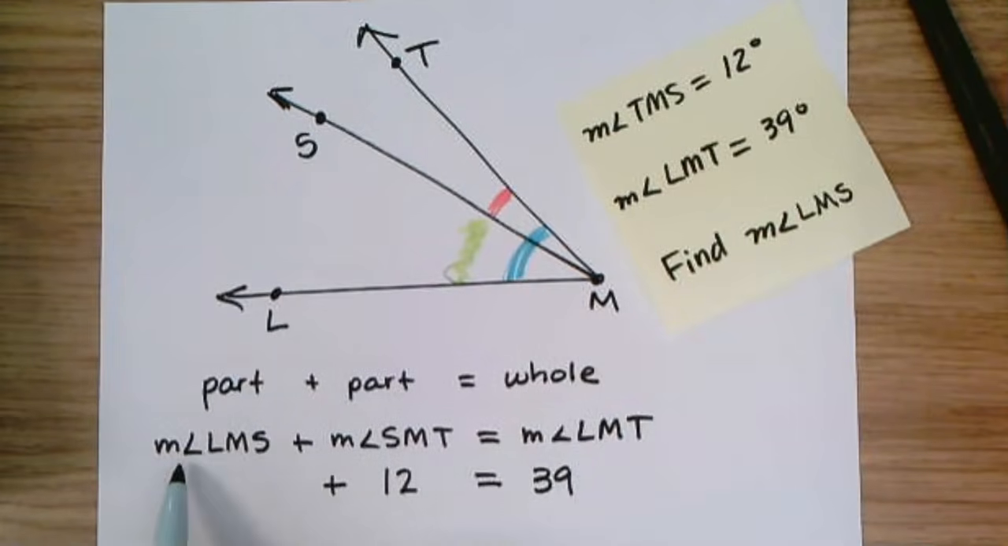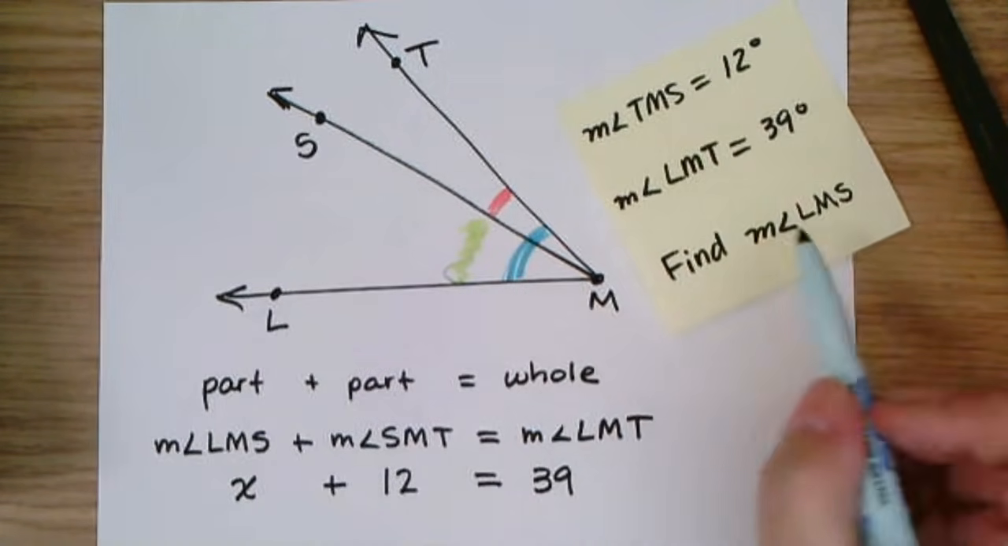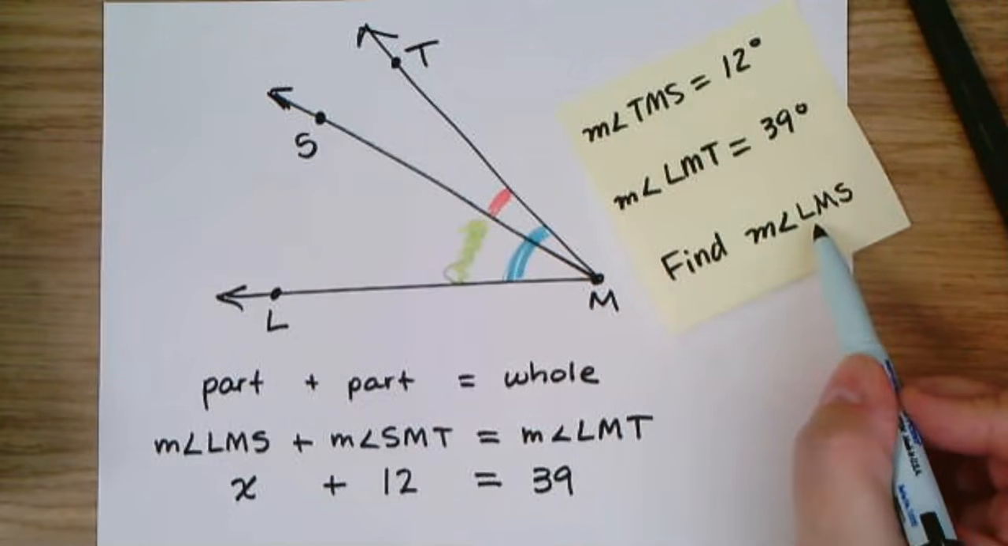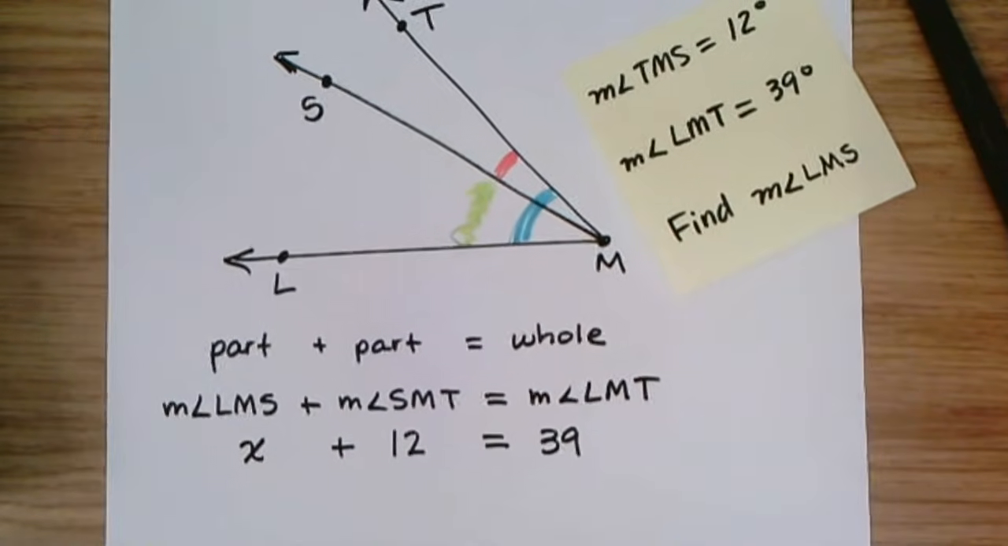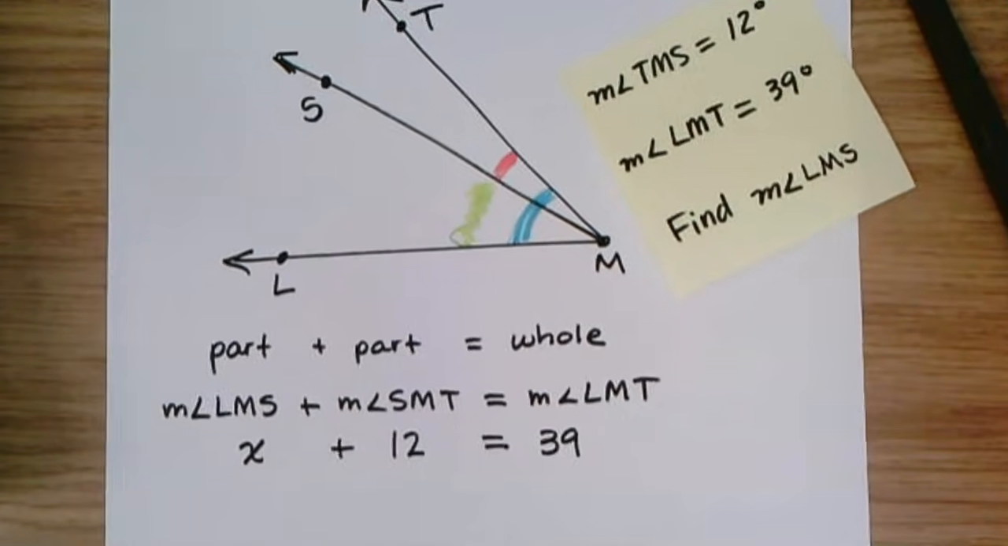And the one we don't know, let's just call x. We don't know the measure of angle LMS. That's what we're being asked for in our problem. So here's my equation. The angle addition postulate just pretty much told me how to set up the equation so that I can find that missing angle.